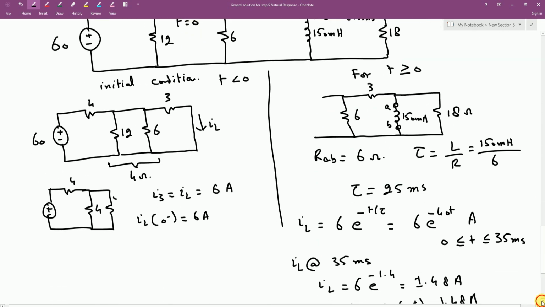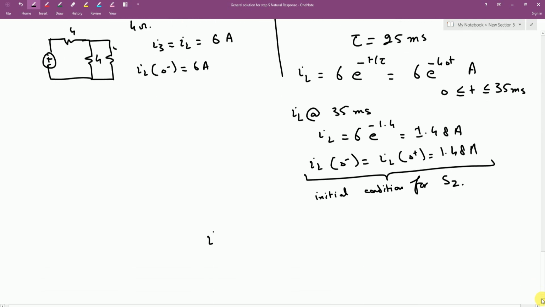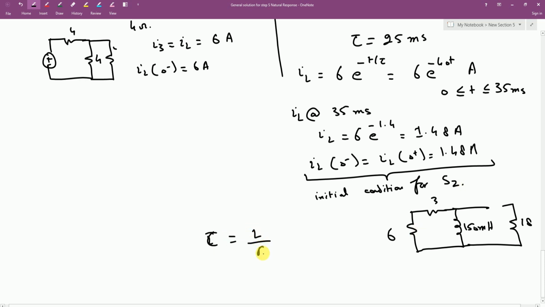So the new tau, or the new time constant, let me draw the circuit here. We have this 6, we have this 3, and here we have this inductance of 150 millihenry. The switch is now open, so we have no connection with the resistance of 18 ohm which was connected previously with the circuit. So after time t greater than 35 millisecond, the time constant tau is equal to L over R, that is 150 millihenry divided by 9. So this gives me a new tau equal to 16.67 millisecond.